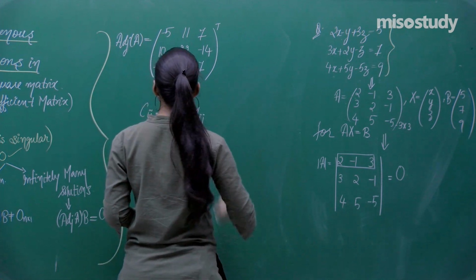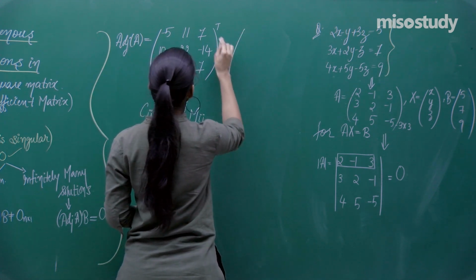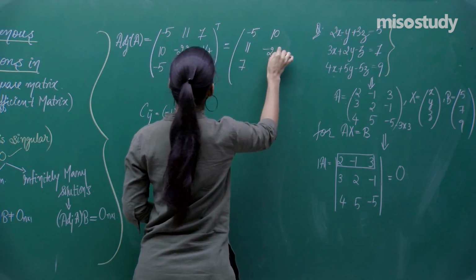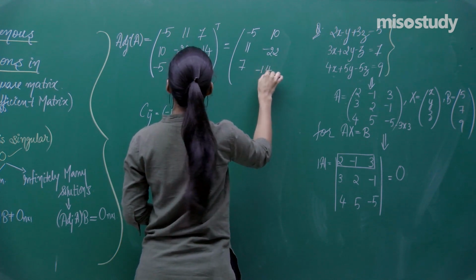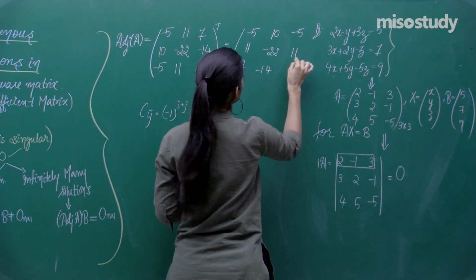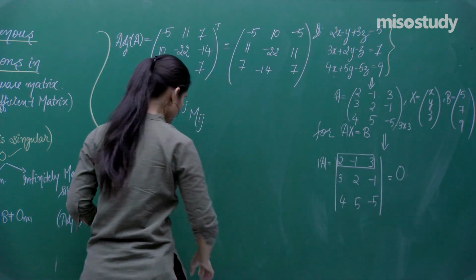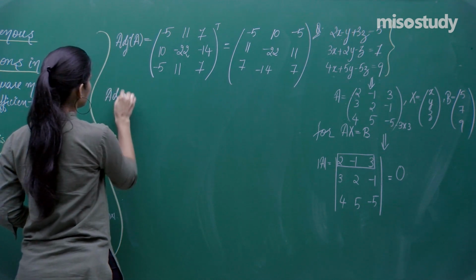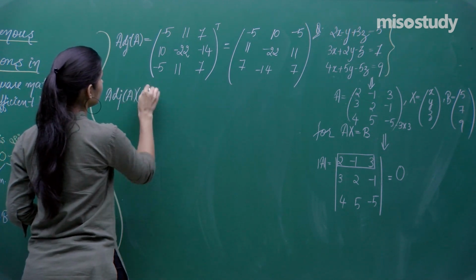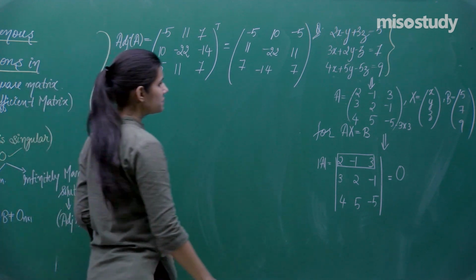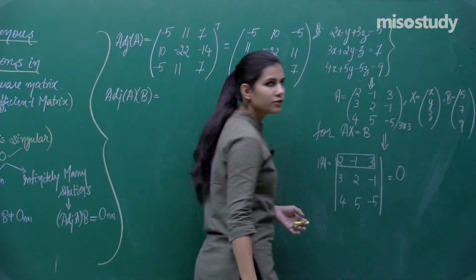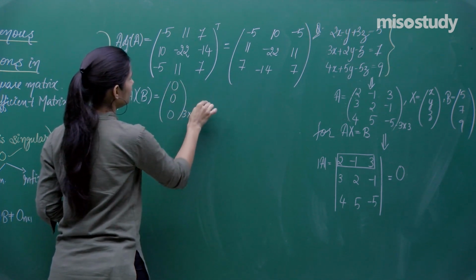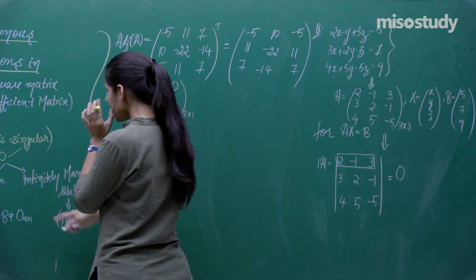Now in here, the moment you have got this, you can very easily calculate the transpose of this. This is -5, 11, 7, 10, -22, -14, -5, 11, 7. The moment adjoint of A is here with us, we are going to calculate adjoint of A into B. When you do that, with this matrix as your B matrix, the answer comes out to be this. You can easily compute this, and therefore now we are in this category.